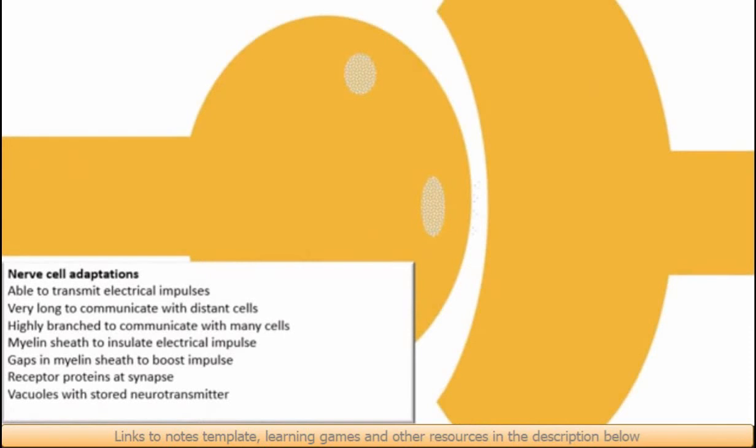At the synapse, the cell membrane of neurons are specialised to have receptor proteins that can respond to neurotransmitters released by the previous neuron. Once the receptor proteins in the cell membrane have been stimulated, a new electrical impulse starts and the signal carries along the neuron.